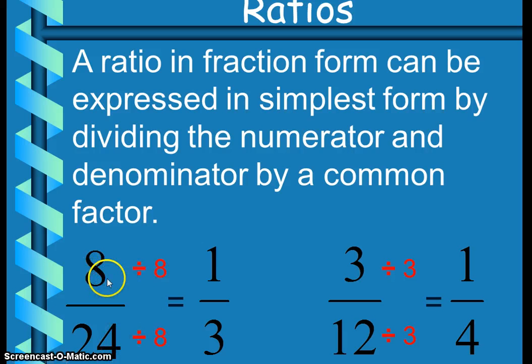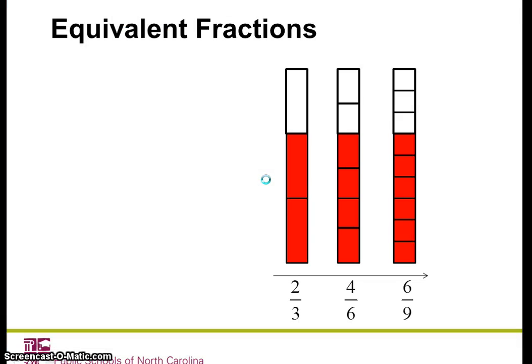If I say, what's my greatest common factor here? Well, 8 is the biggest number that will go into 8 and also 24. So if I divide each by 8, I'm going to get an equivalent fraction or equivalent ratio. Okay, same thing here. I can say 3 out of 12. If I divide that by its greatest common factor, 3, it's the same as a quarter, or 1 over 4. These are equivalent fractions. They mean the same thing. And we'll talk a little bit about that now.